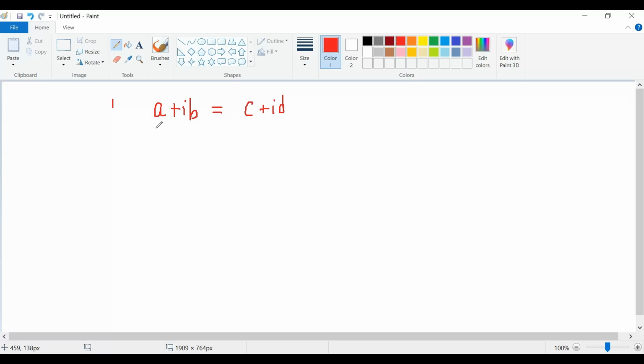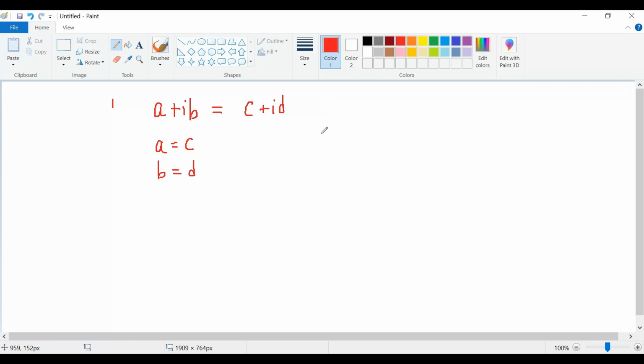For two complex numbers to be equal, their real and imaginary parts should be equal. The real part of this complex number is a, and the real part of the second complex number is c, so they should be equal. Similarly, imaginary parts of the two complex numbers should be equal, so b should be equal to d. If that's the case, then we can say that two complex numbers are equal.